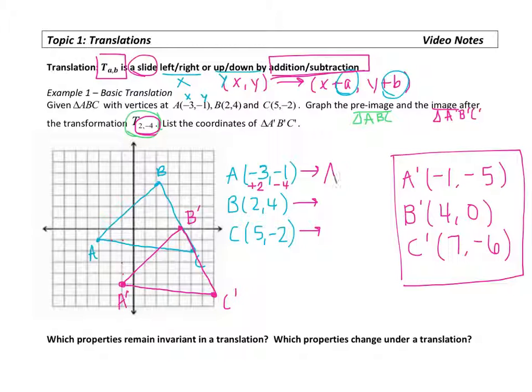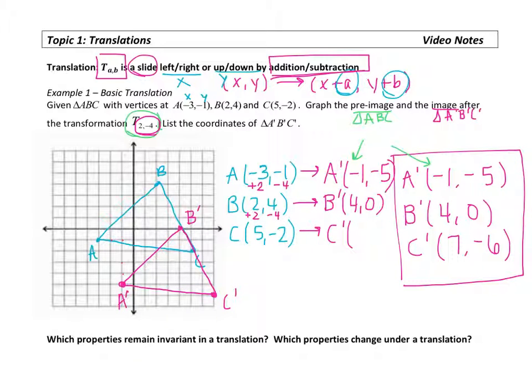So now I have A prime at, well, -3 add 2 is -1. -1 take away 4 more is -5. And you can see that our A prime here matches up with our A prime here. So we're getting the same answer even though we're doing it algebraically instead of graphically. So again, I'm going to take these x and y's, add 2 to the x, subtract 4 from the y. B prime lands at 4, 0.